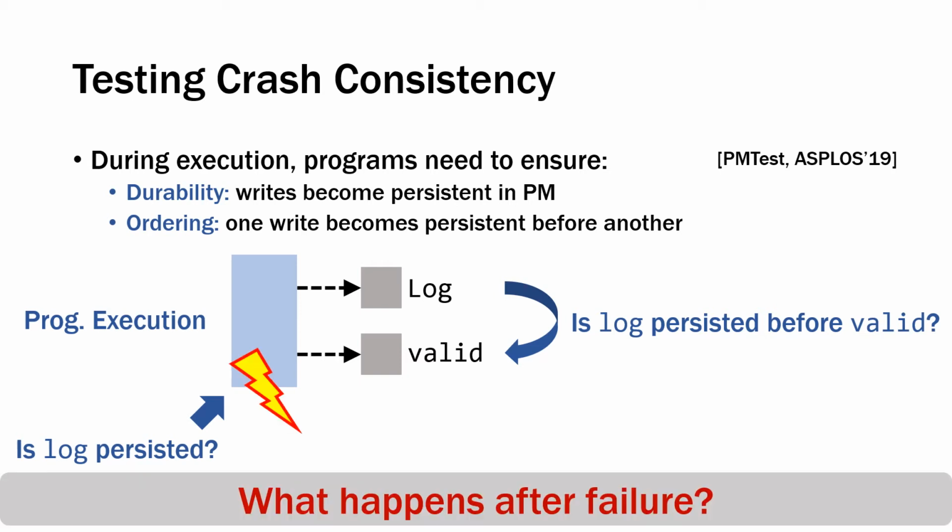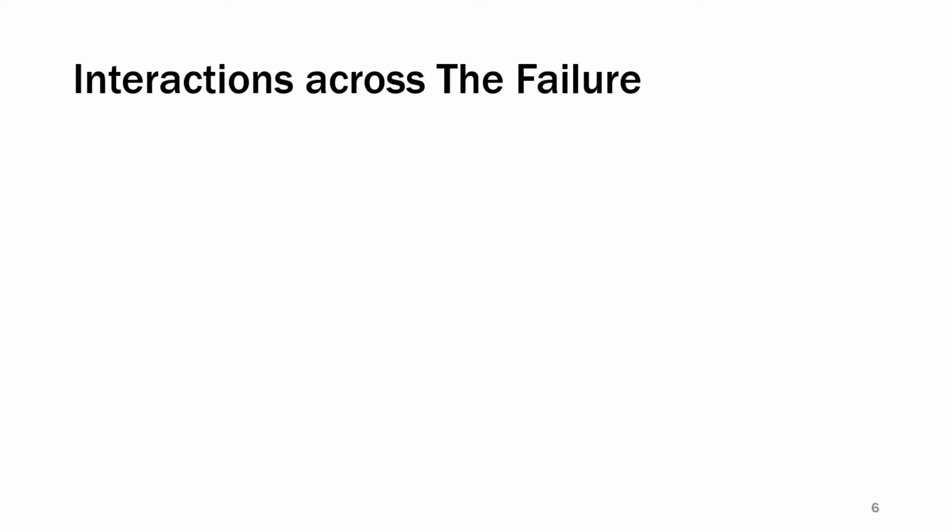But only ensuring the correctness during the normal execution is not enough. What if there's a failure? The program needs to correctly recover from the failure and then resume the execution. To address these problems, in this work, we introduce the idea of interactions across the failure.